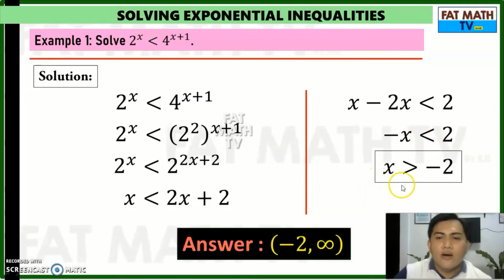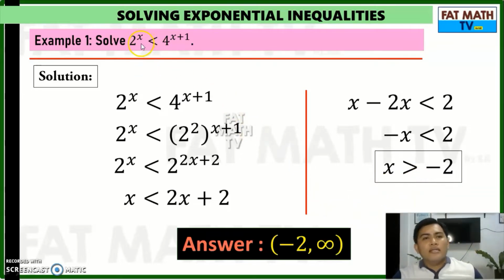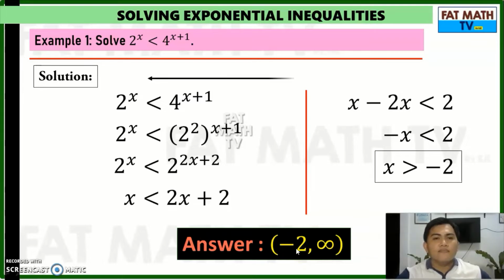So all numbers greater than negative 2 satisfy the given inequality. In interval notation, that is from negative 2 to infinity, with a parenthesis on negative 2 because negative 2 is not included in the solution. If you graph that on the number line, it is a hollow circle for negative 2 and all the numbers to the right satisfy the given inequality.